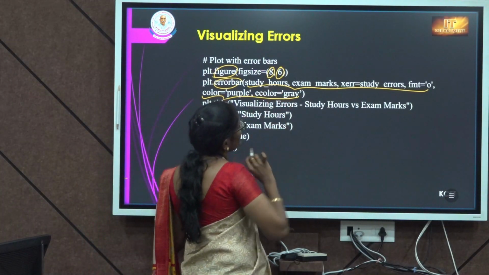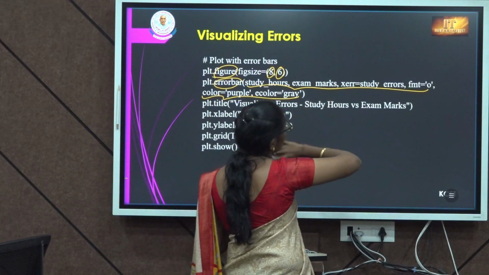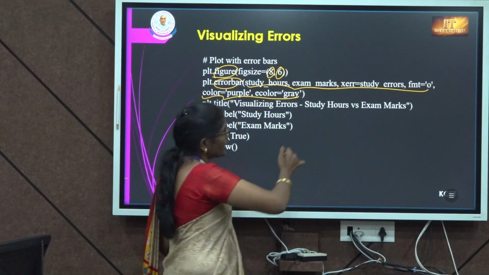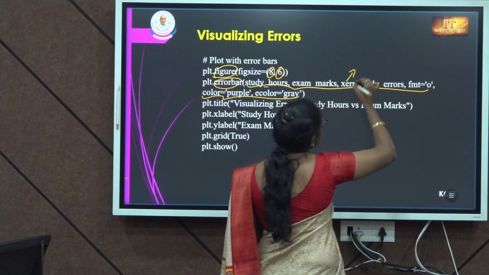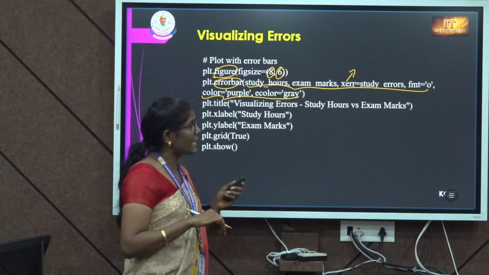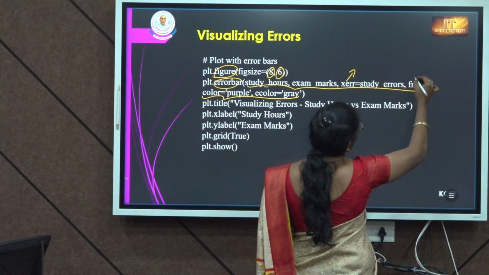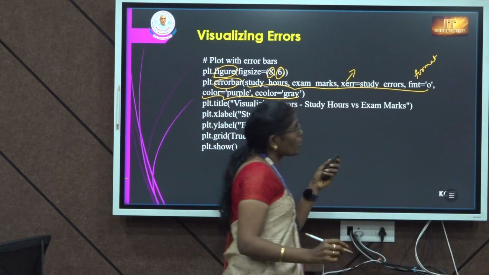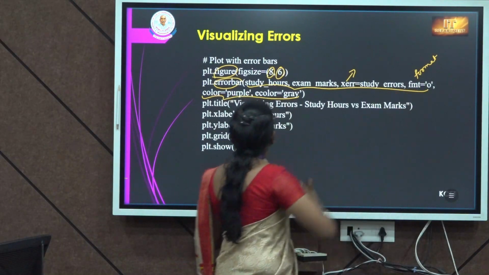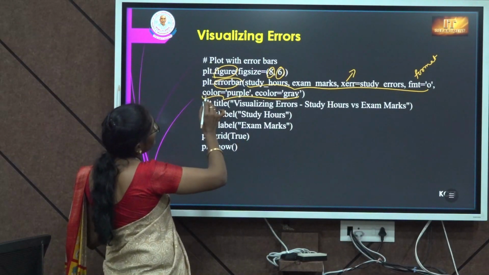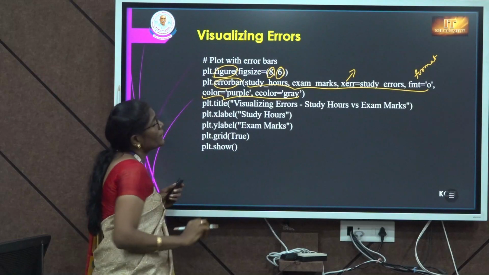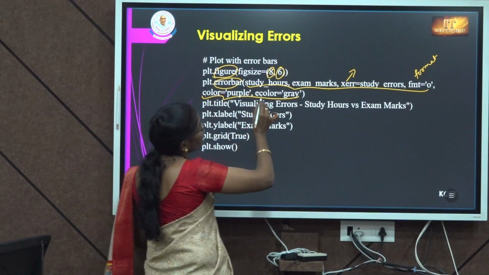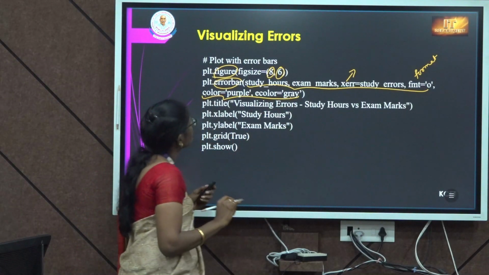Study hours will be displayed in the x-axis, exam marks will be displayed in the y-axis. Here xerr means error bar will be displayed in the x-axis. Here fmt means format. Data will be marked by using this circle. Here the data points will be marked by using purple color and the error bar color will be grey color.